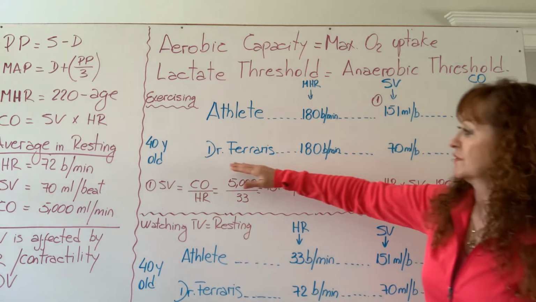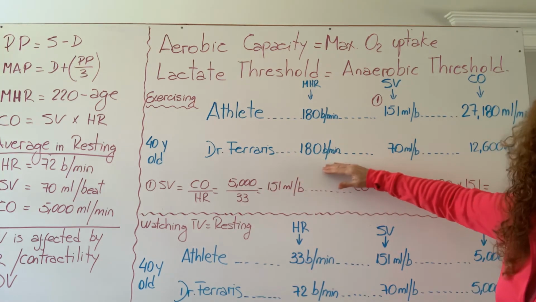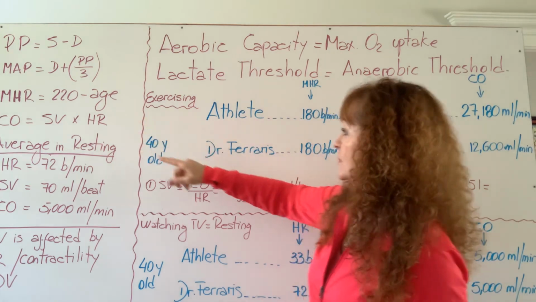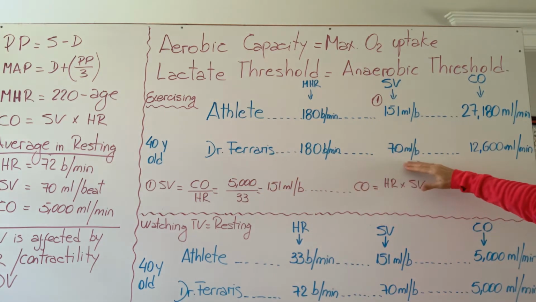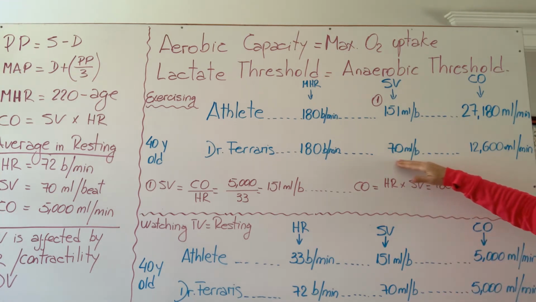What happened with Dr. Ferraris, who is 40 years old? The maximum heart rate is the same one because it's 40 years old: 220 minus 40 is 180. Now, what happened with my stroke volume? My stroke volume during exercise doesn't change much. That's why we use the average over here.